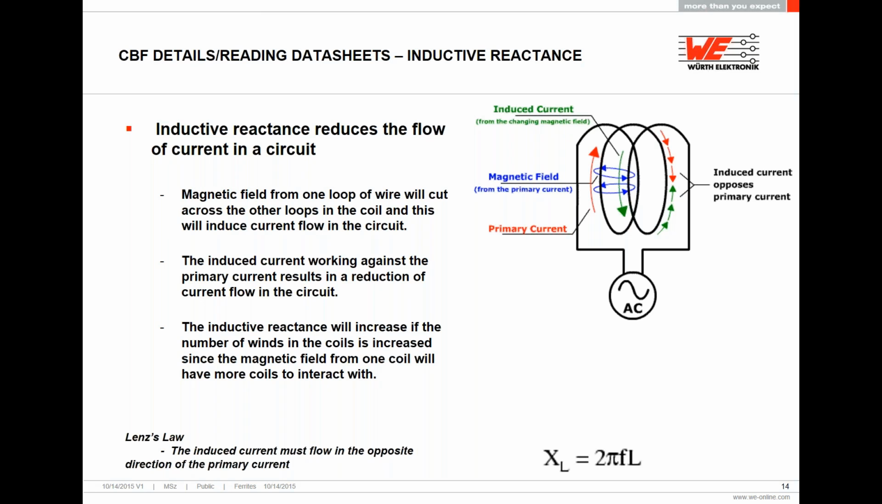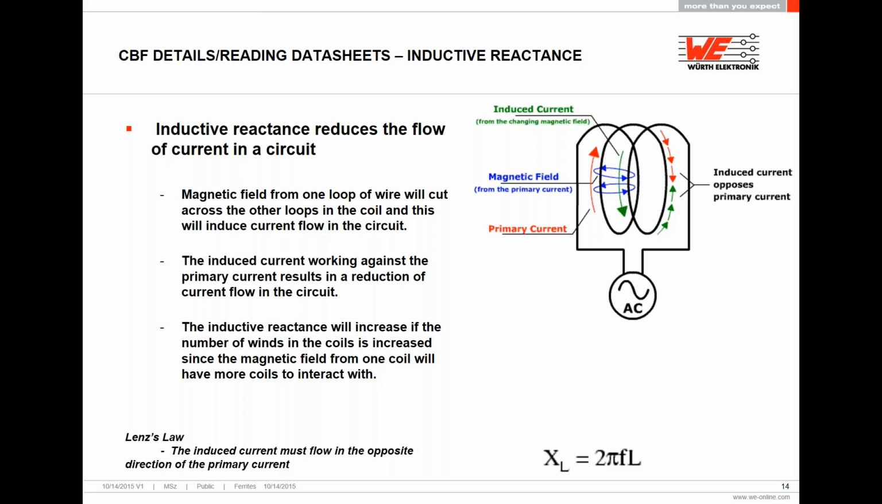Inductive reactance is the result of a primary current fighting with the induced current in a helix type of winding. This phenomenon happens due to Lenz's law. You can actually see the formula at the bottom left of this slide. And as you can see, the inductive reactance, or XL, is a function of frequency and inductance. This is just a simple explanation of how inductive reactance works in an inductor.